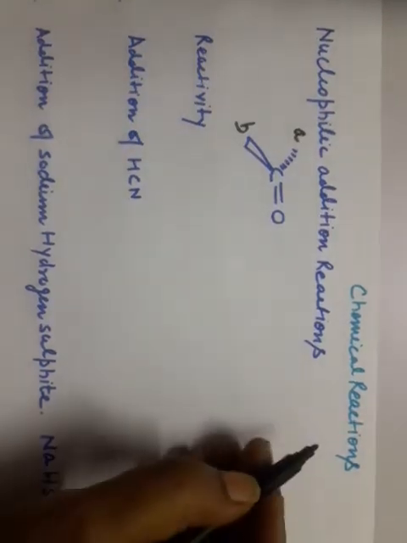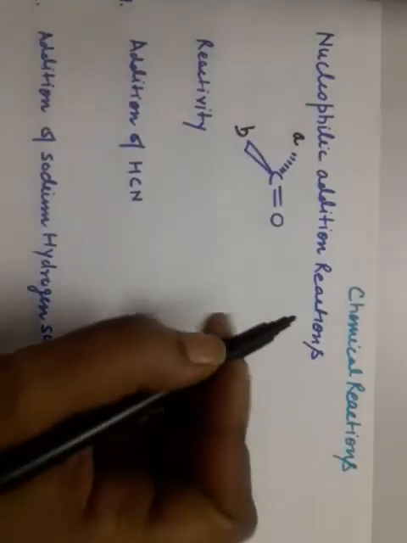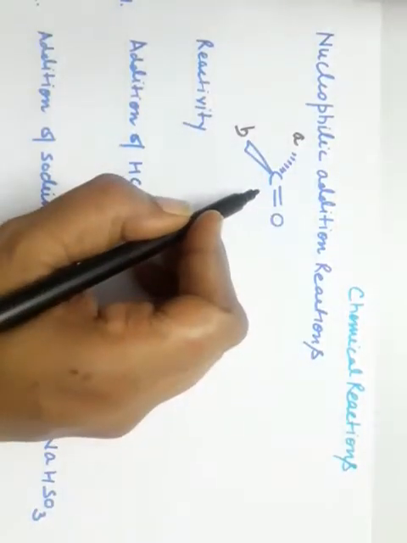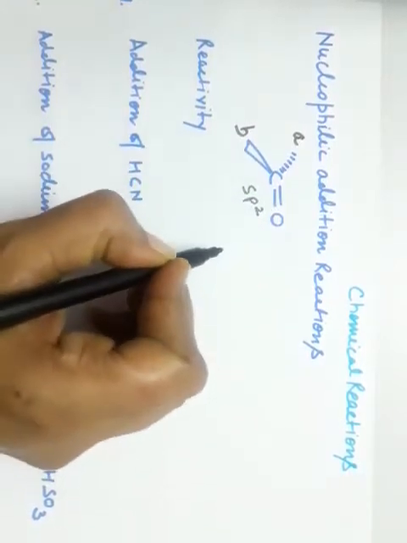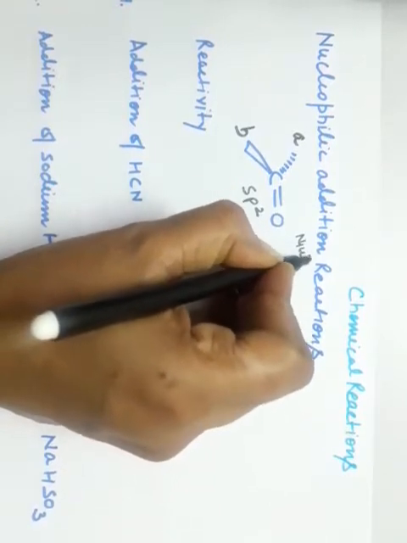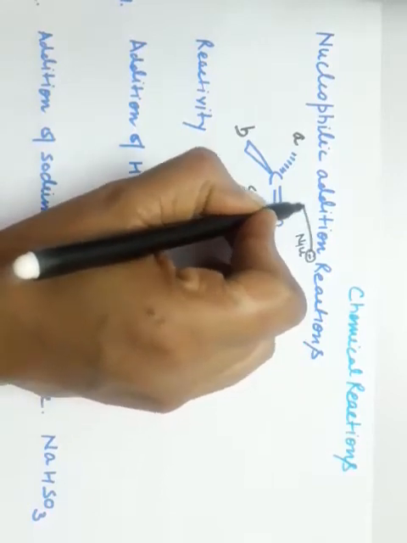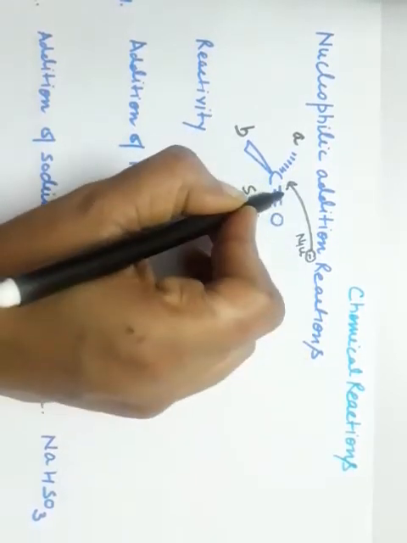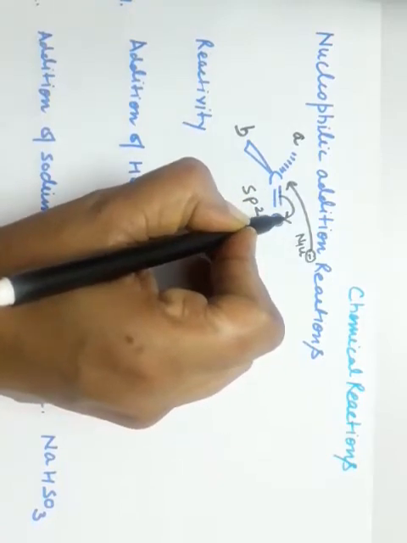Students, in the chapter of aldehyde and ketone, let's discuss the chemical reactions. In a chemical reaction, this carbonyl group is sp2 hybridized and trigonal planar. Nucleophile can attack the site at the carbon, and electrons of the pi bond shift to the oxygen atom.